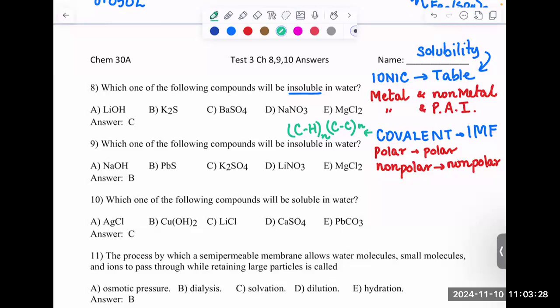Okay. So which of the following compounds will be insoluble? In this case, what do we have? Metal, metal, metal, metal, metal. So if you don't remember, consult the solubility table in the handout.